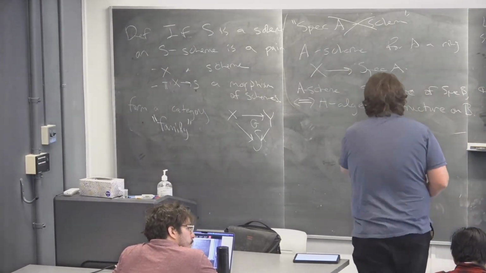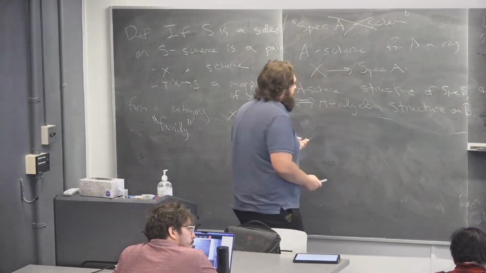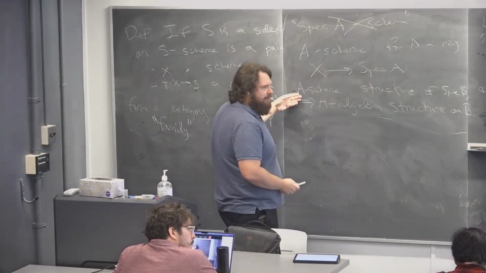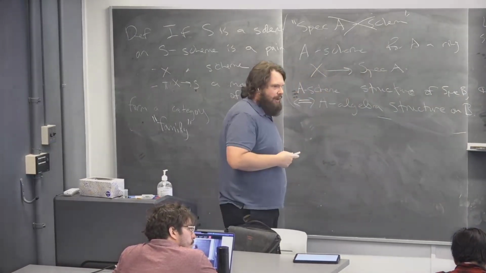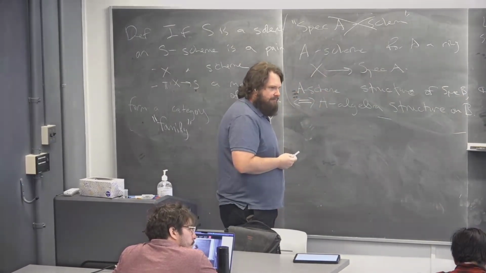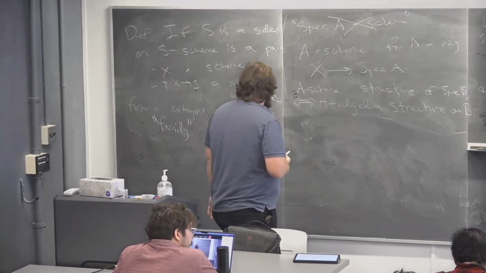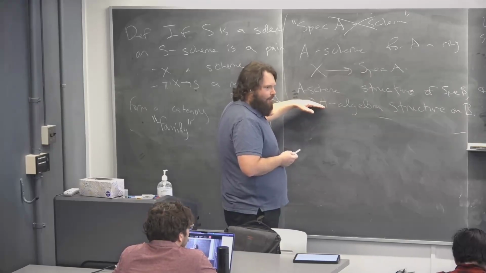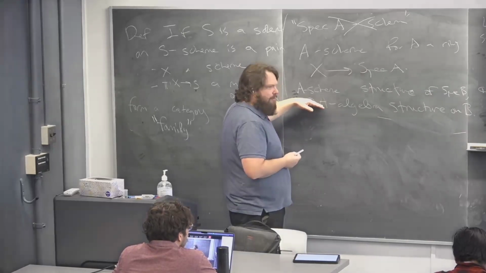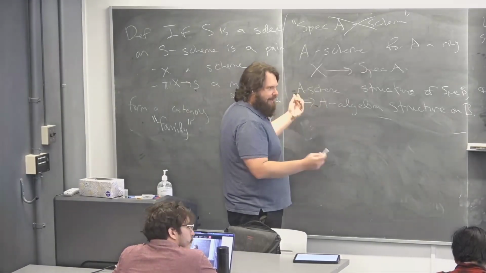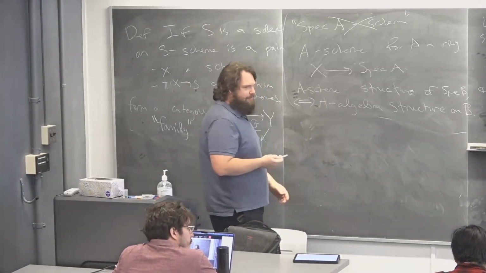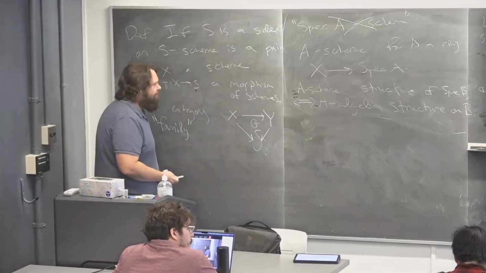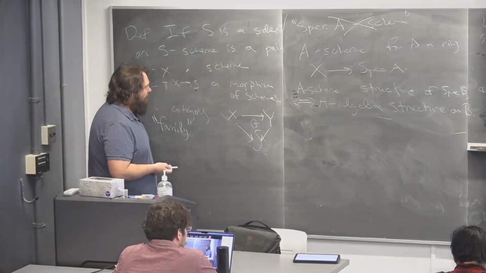Yeah. Right. Because what's an A scheme structure on spec B? It's a ring homomorphism from A to B, right? So the point is, the category of A algebras is the category of rings together with a ring homomorphism from A. And I'm just reversing the arrows and calling them spec. Okay, great.